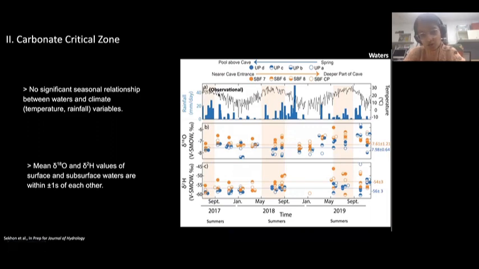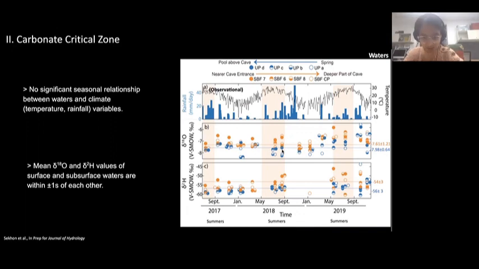So what you're looking at over here are 3 panels. The top panel indicates observational temperature as well as rainfall data from the closest station. The orange vertical lines indicate the summer wet season, and on the x-axis you have time. The second panel is essentially showing stable isotopic oxygen data for the waters, and then the last panel, panel C, is indicating hydrogen. The different colors indicate the different systems, where blue are the surface waters, and then the orange are indicating cave drip waters.